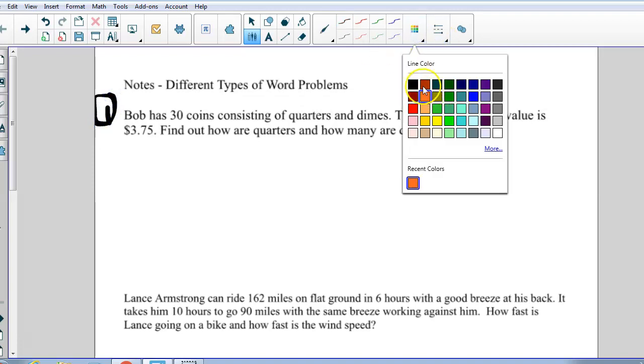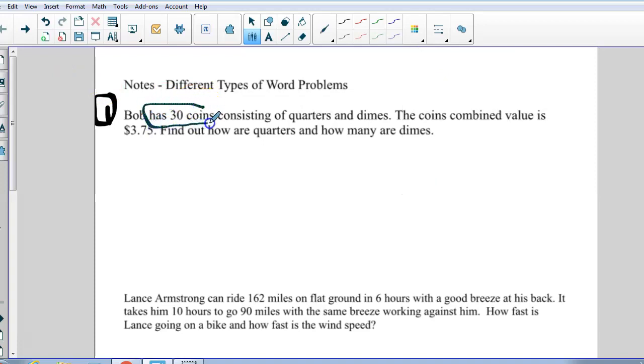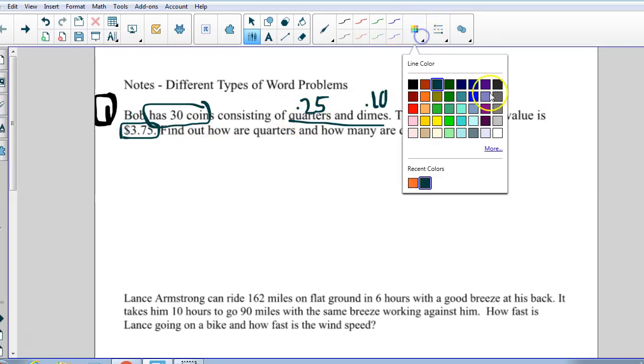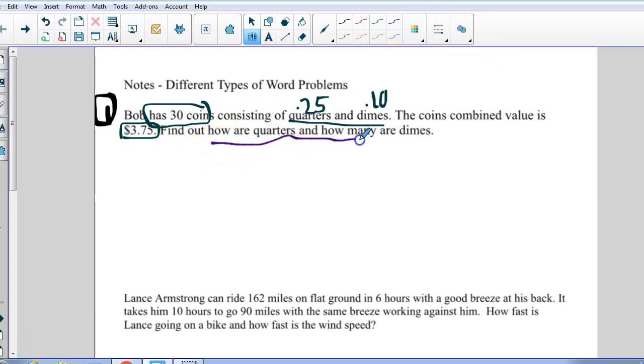It says Bob has 30 coins, so he has a total of 30, and they consist of quarters and dimes. Quarters are worth 25 cents, which we write as 0.25, and dimes are worth 10 cents, which is written as 0.10. The coins' combined value is $3.75. Find out how many are quarters and how many are dimes.